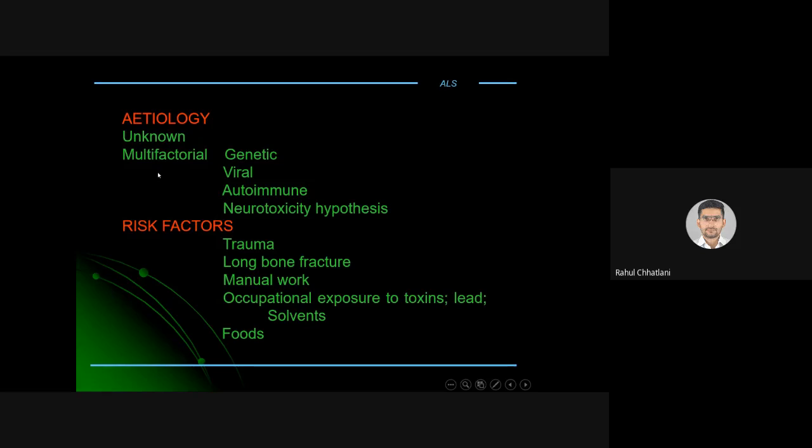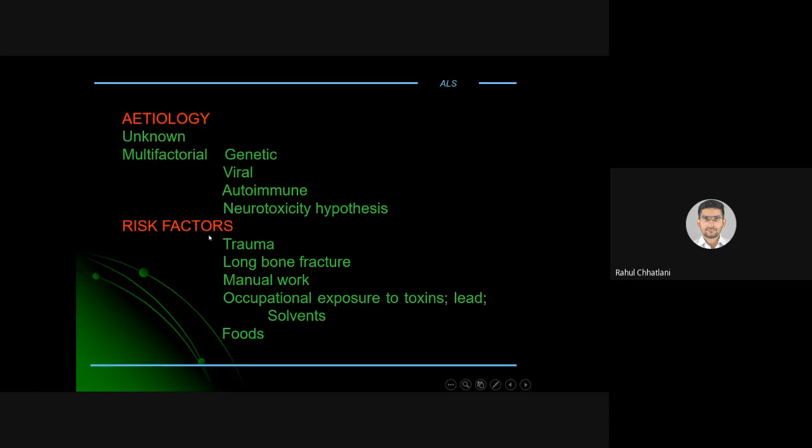Etiology. Mostly we don't know the etiology, what is causing this disease, but it can be multifactorial. It can be genetic, as we talked about, 5 to 10% hereditary. It can be viral, related to an infection, followed by an autoimmune response. And lastly there can be a neurotoxicity hypothesis, where the patient is consuming some neurotoxic materials, and because of this there will be an effect.